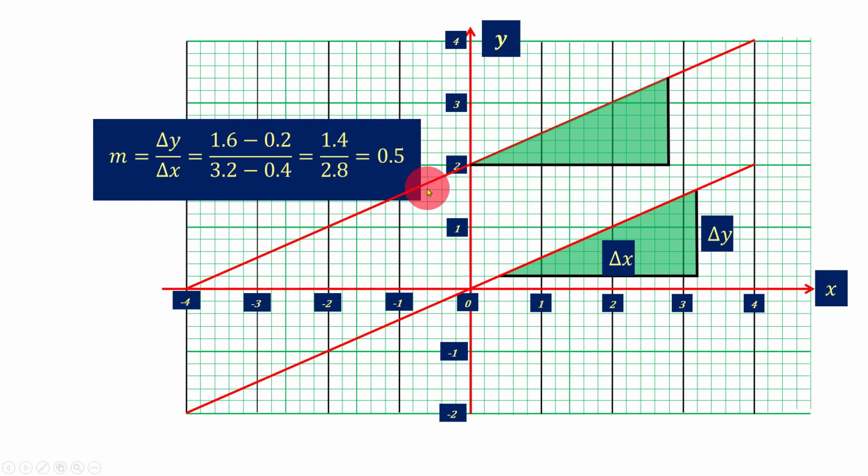In order to tell that two lines are parallel to each other, they must have the same value of the gradient, the same value of m. So you can take your time, pause the video, calculate the gradient of this line just by using this change divided by this change, and you'll find that again it gives 0.5. That proves that this straight line and this straight line are parallel to each other.